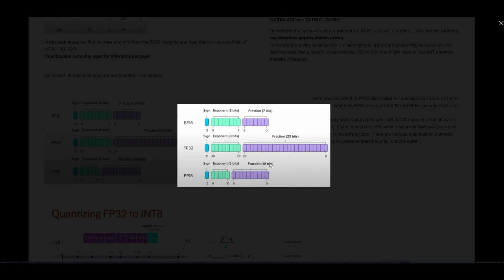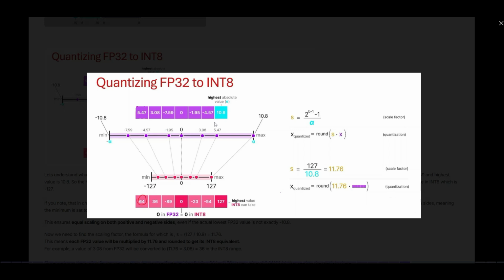Let's look at this second picture. Now let's understand how quantization is done mathematically. Take an example where we want to quantize from FP32 to INT8. First, we need to find the minimum and maximum values in the FP32 version. From the simplified representation above, we can see that the lowest value in FP32 is -7.59, and the highest value is 10.8. The highest value in FP32 is mapped to the highest value in INT8, which is 127.